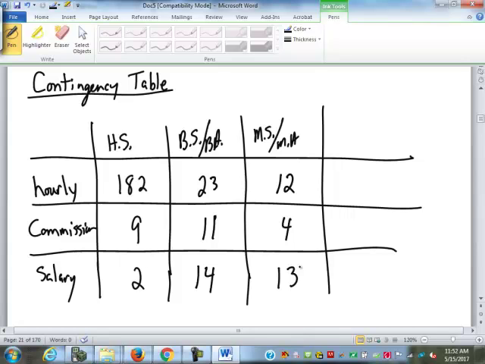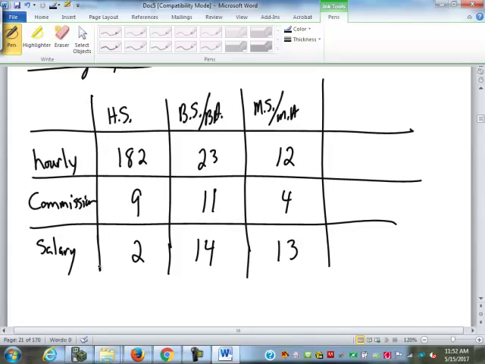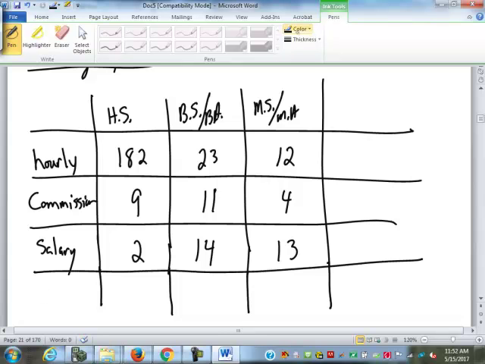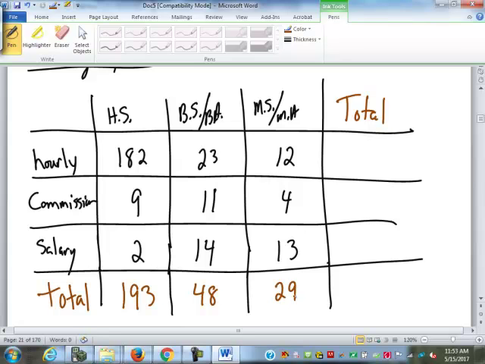So we want to find some probabilities from this. To do that, we need to find totals in both directions. By both directions, I mean we want to find the column totals, adding them up this way, and we're going to find row totals, adding them up that way. So let's go down this first column. 182 plus 9 is 191, plus 2 is 193. 23 and 11 is 34, plus 14 is 48. 12 and 4 is 16, plus 13 is 29.